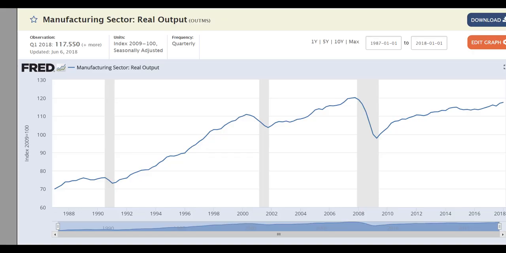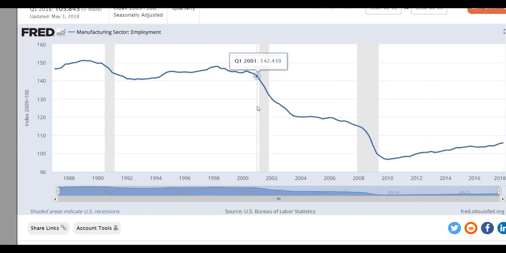Here is the data from the Federal Reserve. Manufacturing sector real output. So this is the data from the first quarter of 87 to the first quarter of 2018, and we are operating at historical highs, almost as much as the fourth quarter of 2007. And at the same time that we are producing at historical high levels, this is the quantity of output produced, we are employing at historical lows.